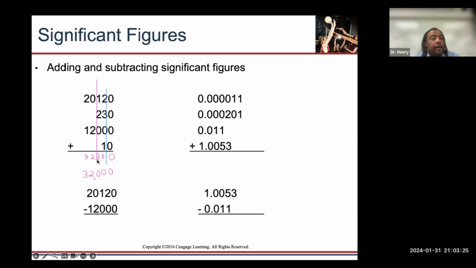Okay. Now, if this number is a 5 exactly, and let's say there's a 0, 0, then in that case, we're still going to leave it as 32,000. If it's greater than 5, let's say it's a 5.2, then that would technically be greater than 5. So in that case, we're going to round it up.